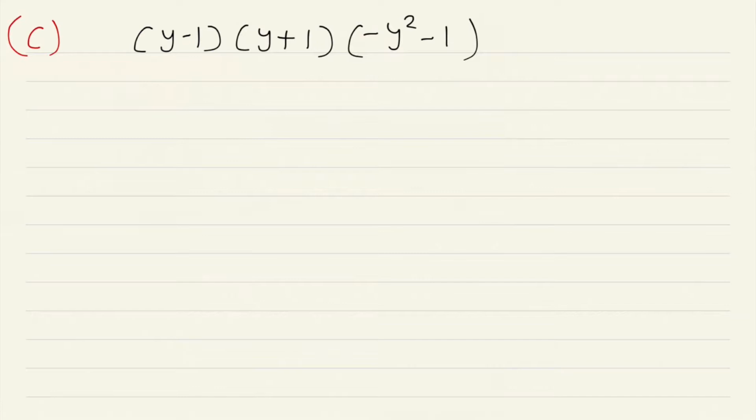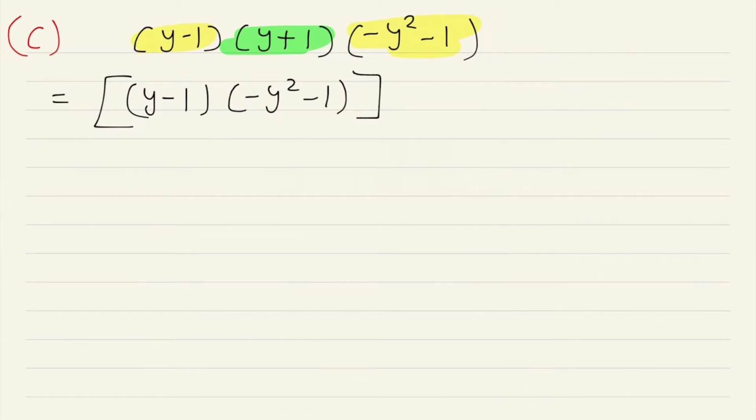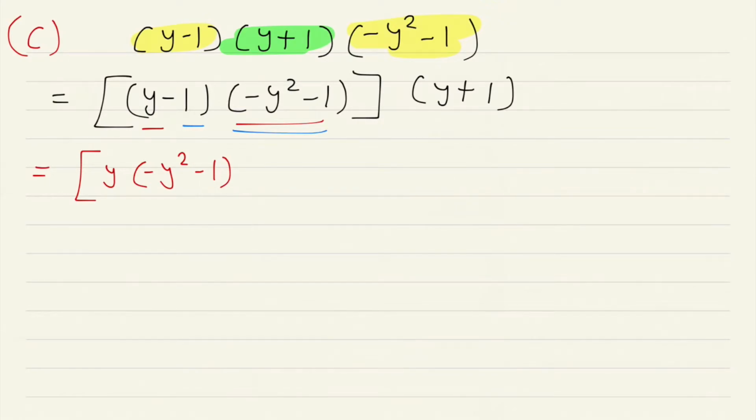This time we are going to multiply the first binomial by the third binomial, and then we are going to multiply the answer by the second binomial. So that's y minus 1 times minus y squared minus 1 times y plus 1. So that's y times minus y squared minus 1, minus 1 times minus y squared minus 1, times y plus 1.